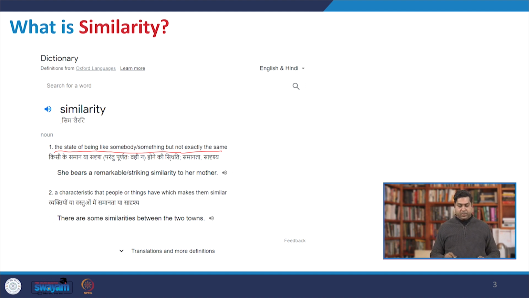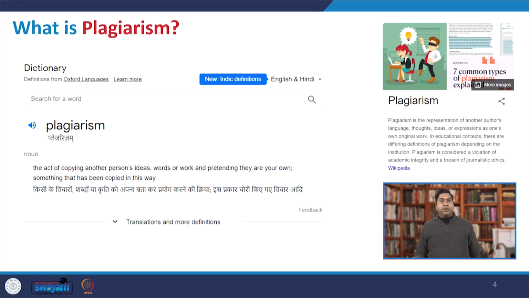So this is similarity. Now in contrast, what is plagiarism? Here again I have taken the very first Google search and the dictionary definition. This is the act of copying another person's idea, words or work and pretending that they are your own. The moment I write a statement that is not mine and I don't quote who has given that statement, that is one act of plagiarism.